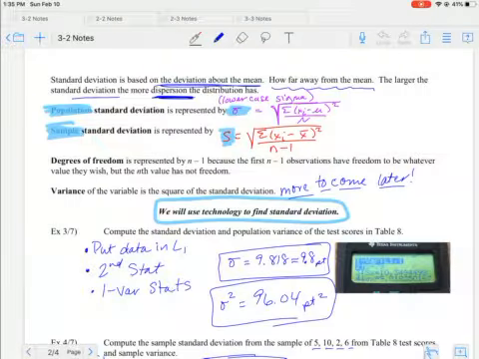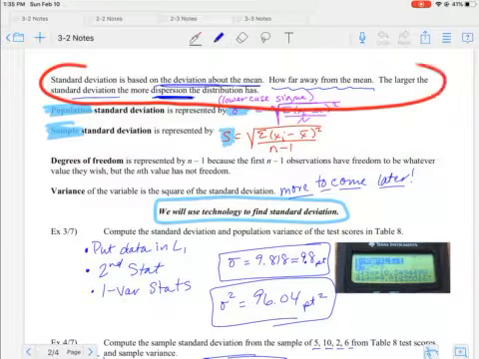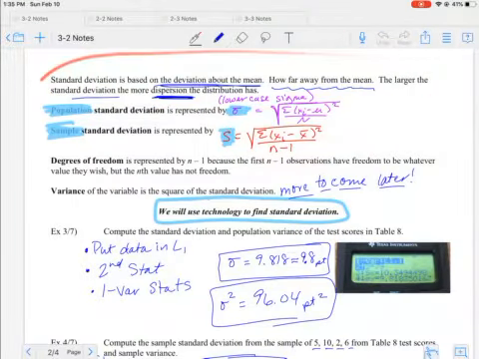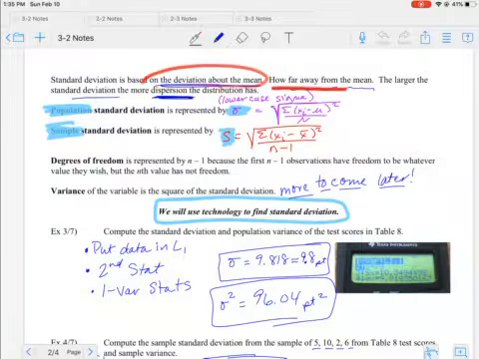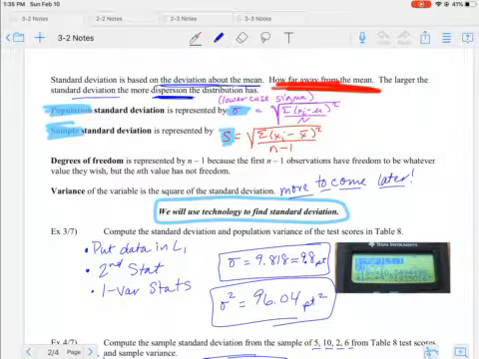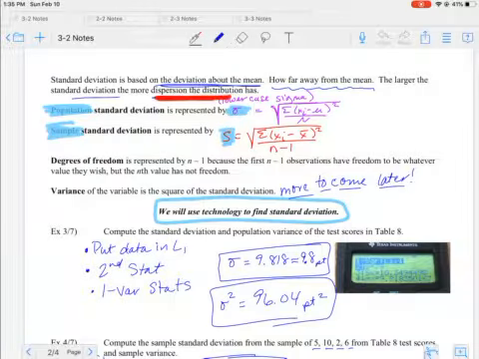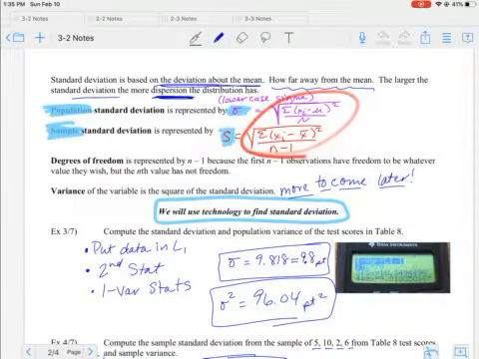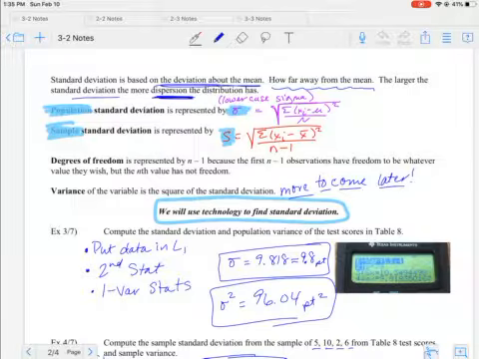We got this. Now, the deviation is the key here. Your standard deviation is based on the deviation about the mean. How far away from the mean is this? So the larger the standard deviation, the more dispersion that you have. Now the population standard deviation and the sample standard deviation, here are the formulas that go with that. I don't really care if you know that because we're not going to use those formulas. It's just nice to have that.